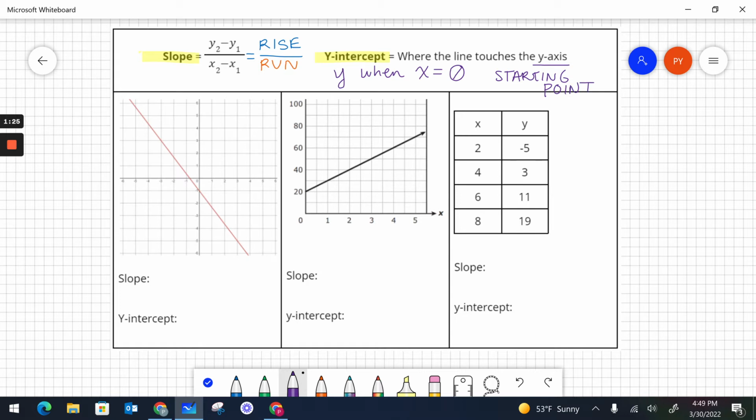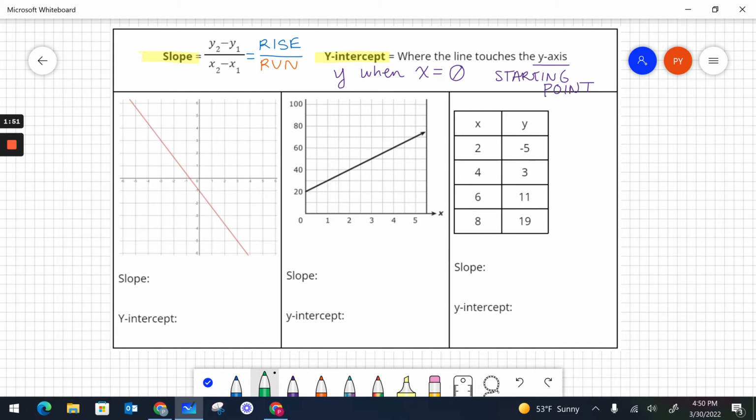Let's look at this first graph. Let's first find the slope. To find the slope, I'm going to look along this line, and I want to find at least 2 points where this red line intersects at whole numbers. So it's 2 points where the line is hitting the exact corners of a grid box.